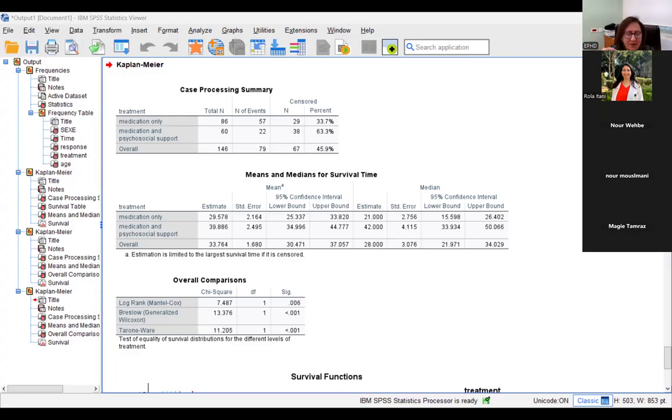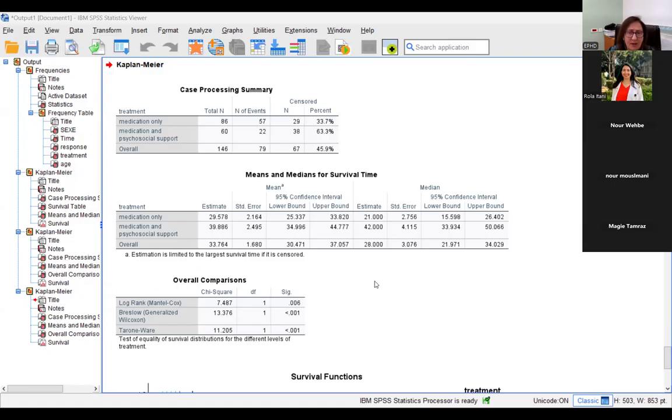Can you just conclude regarding this information on survival and medication? Yes, the survival time is higher when there is medication and psychosocial support versus medication alone. So we can say that on average, right? On average.